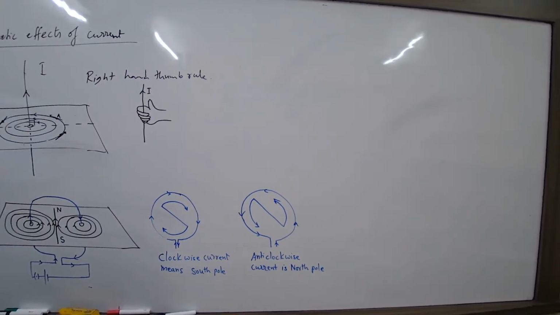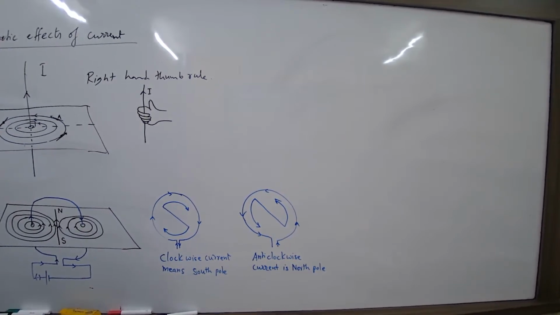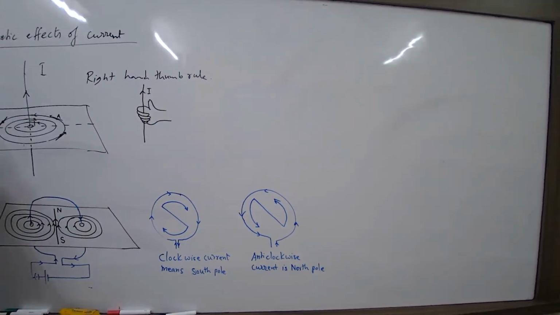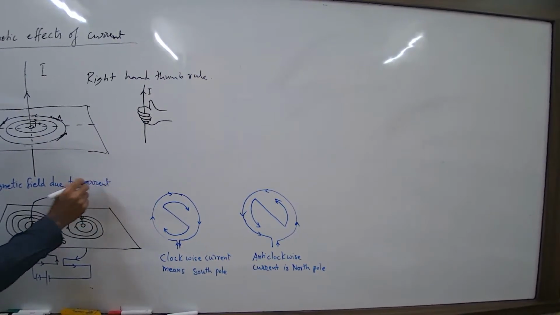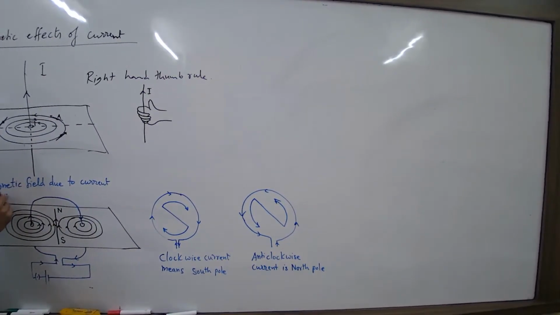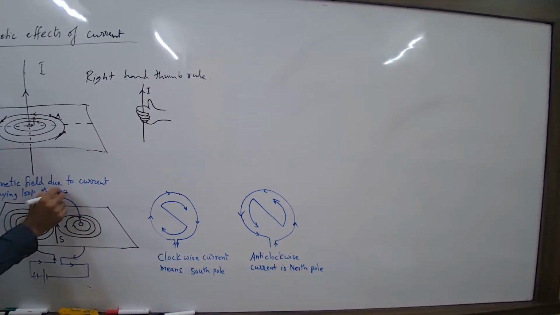So what we have discussed just now is, we just covered magnetic field due to current in a loop or circular coil. What is this topic? Magnetic field due to current carrying loop or circular coil.